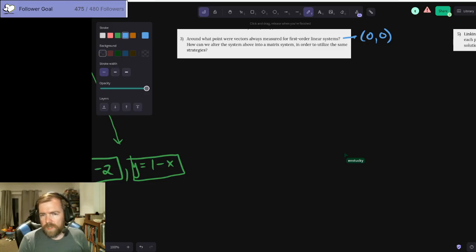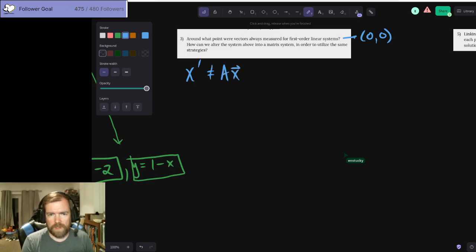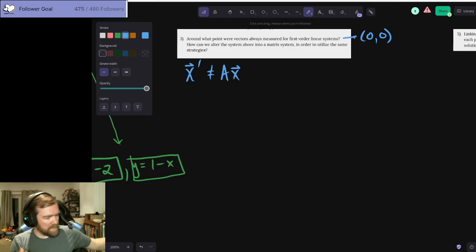So for this one, how might we be able to alter, right? This is not going to be just a simple x prime equals Ax. How might we be able to alter this matrix system to say, you know what, we need to deal with something that's not on the origin, and maybe we'll just consider the behaviors that are happening within this small area.